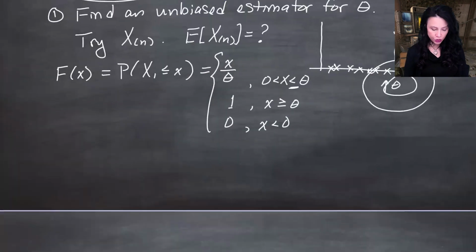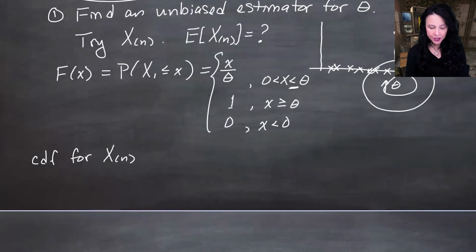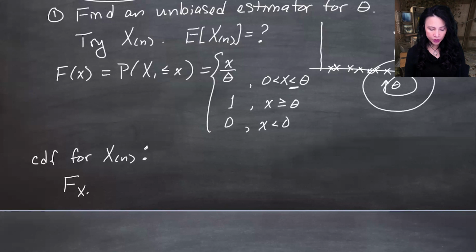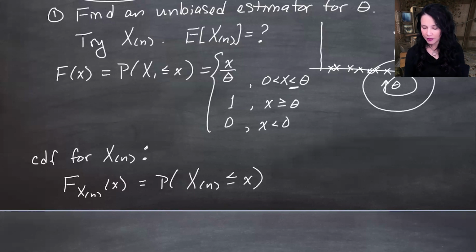So we're ready to go for the CDF for the maximum. I need to know the distribution of the maximum before I can find its expected value. So that's what I'm going for. The CDF for the maximum is the probability that the maximum, so that's what that n in parentheses is, is less than or equal to X.